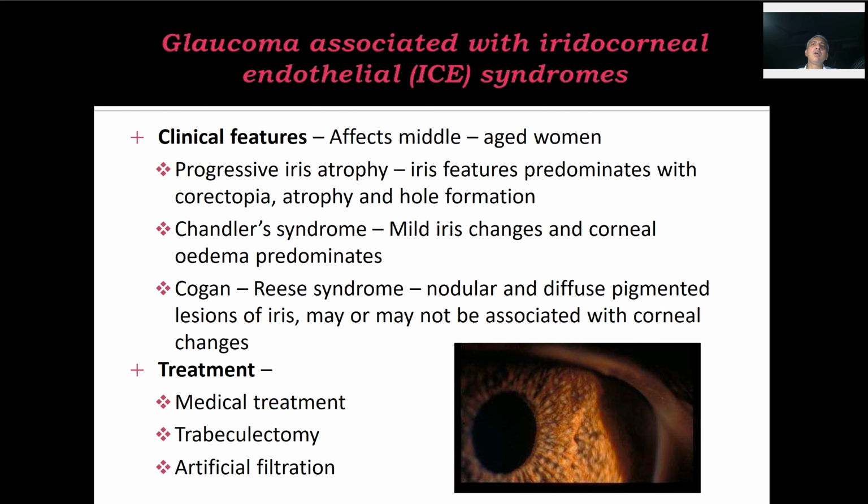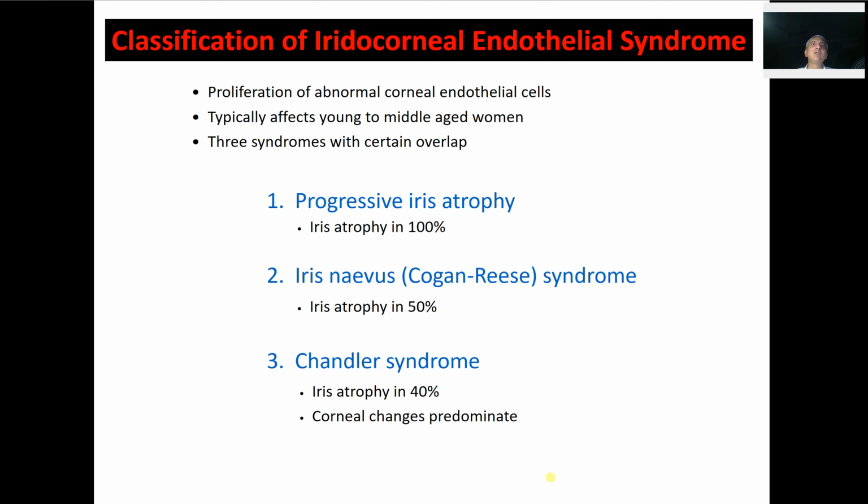So the features: ICE syndrome affects middle-aged women, and in progressive iris atrophy the features predominate with corectopia, atrophy, and hole formation. Chandler syndrome has mild iris changes and corneal edema, and Cogan-Reese has nodular and diffuse pigment lesions of the iris, and may not be associated with corneal changes. The treatment is medical treatment as for open angle glaucoma, or you can do a trabeculectomy or artificial filtration with a shunt or a tube. So the classification is progressive iris atrophy, in which 100% of irises are atrophied.